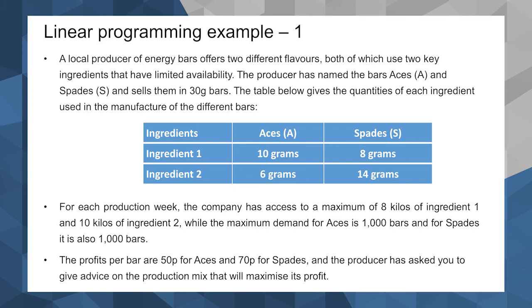So the problem we have is, how do we allocate the resources to make sure we make as many bars that the market wants to buy as possible? So not make 1,500 aces and no spades, because we're only going to sell 1,000 aces anyway. And we're going to do that in a way that maximizes what's important for us, which in this case would be profit. So we got 50p is the profit for each ace and 70p for each spade.